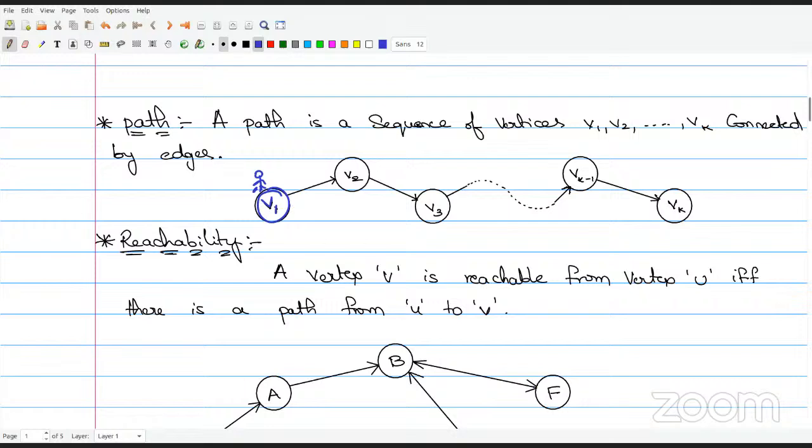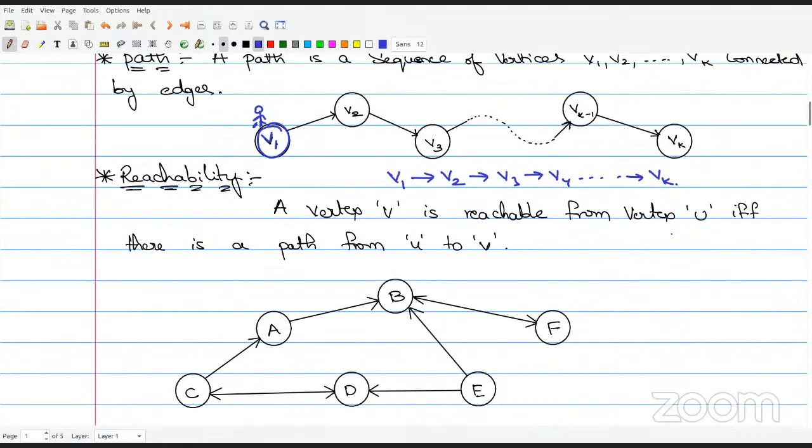From v1 you can go to v2, from v2 you can go to v3, and from v3 you can go to some other vertex. Like that you can reach vk minus 1, and from vk minus 1 I can go to vk. So if I start from v1 I can go to vk. That means there is a path from v1 to vk, denoted v1, v2, v3, v4, and so on, vk. A path is nothing but a sequence of vertices connected by edges.